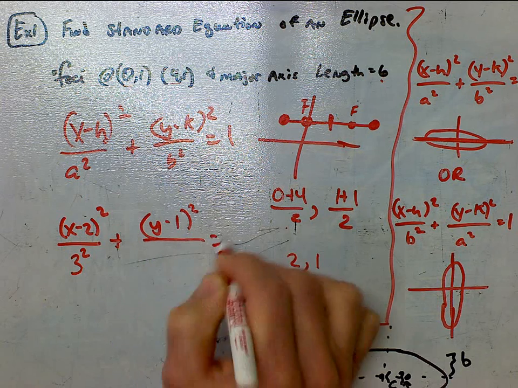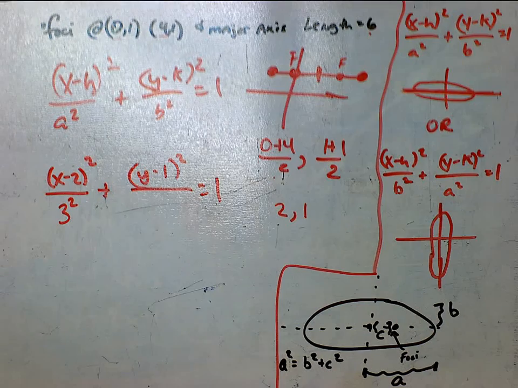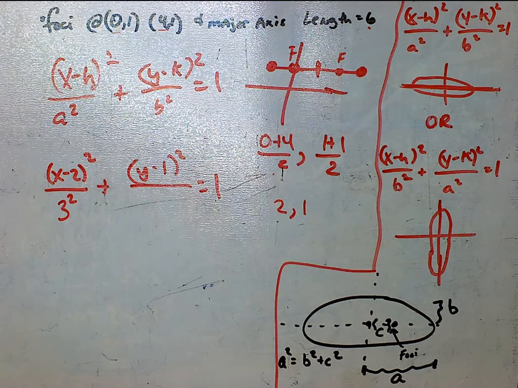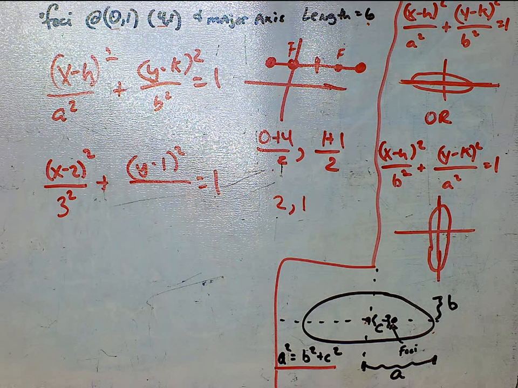And the last thing we have to find is b. If I go down here to this little diagram that I have, A is the distance from the center to the outside. B is the distance from the center to the outside in the shorter direction. And C is the distance from the center to the focus. A, B, and C are related with this equation: a squared equals b squared plus c squared. So what I'm going to do is find c.